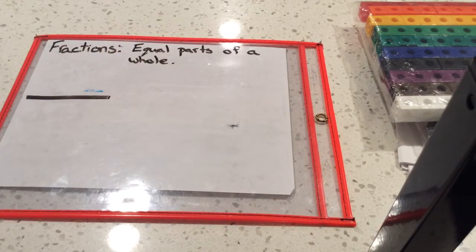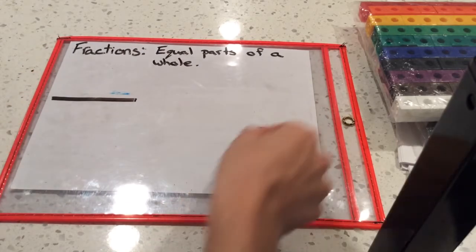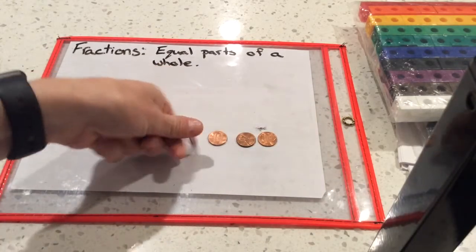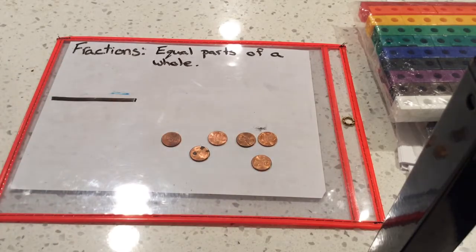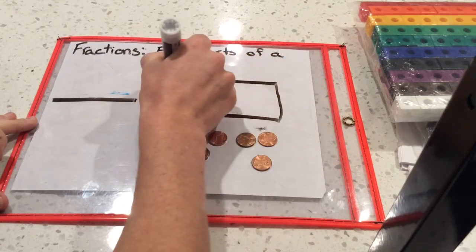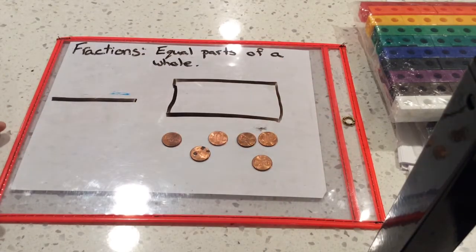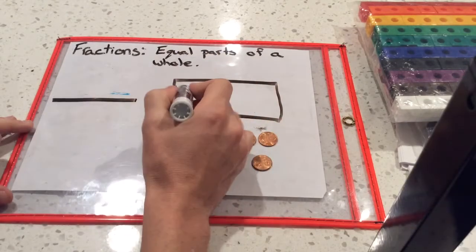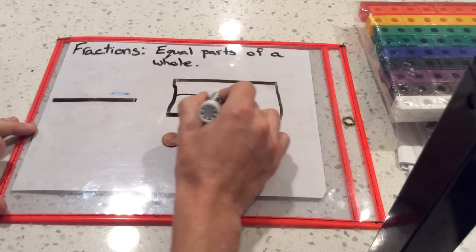And I'm going to increase the amount of pieces, or the amount of pennies, that I'm going to use in this model. So here's 1, 2, 3, 4, 5, 6. I'm going to reintroduce that black rectangle that represents one whole. And I'm going to split this whole into 6 equal parts.